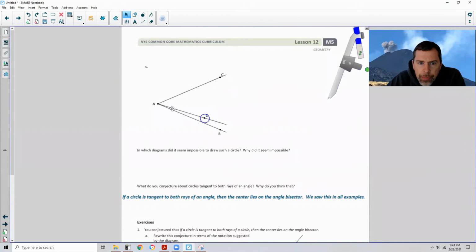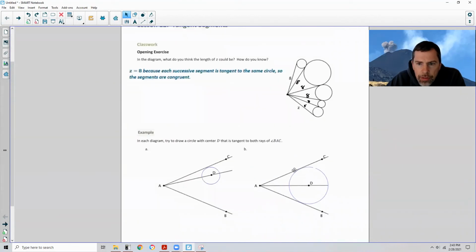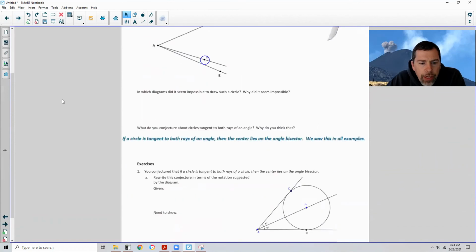Well, there's only one example. This one was not center, it wasn't a bisector, but this one was. Okay? All right, so carry on.